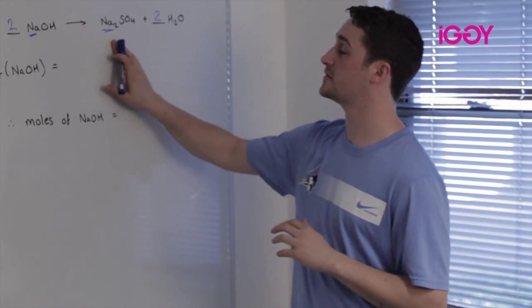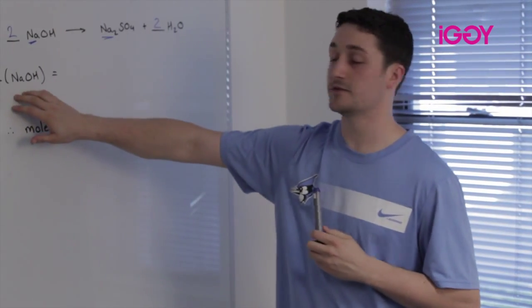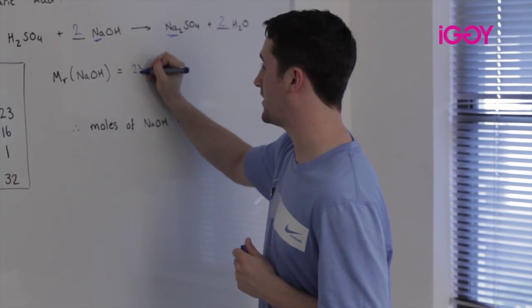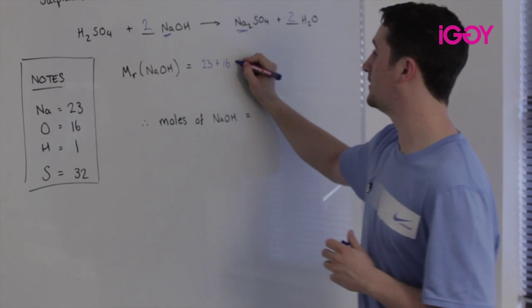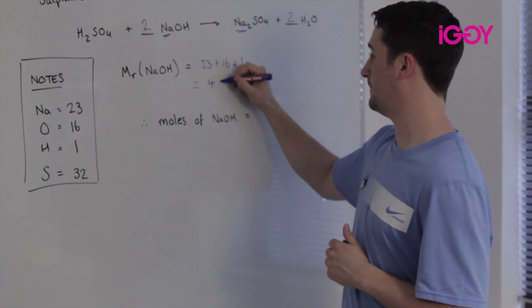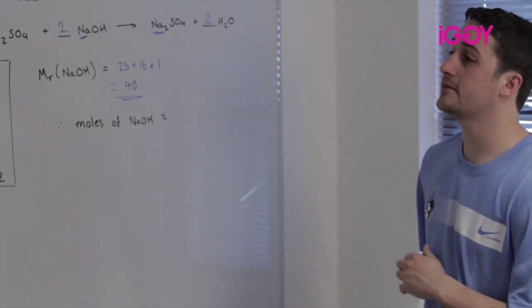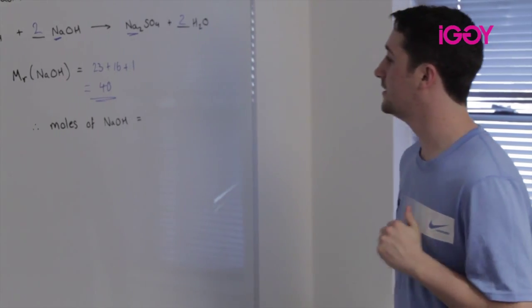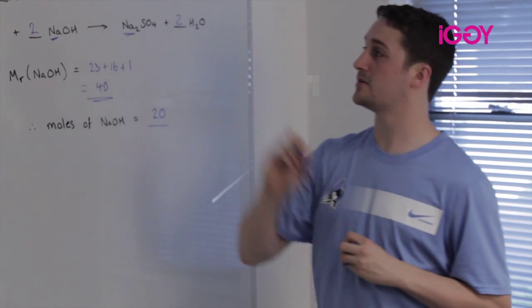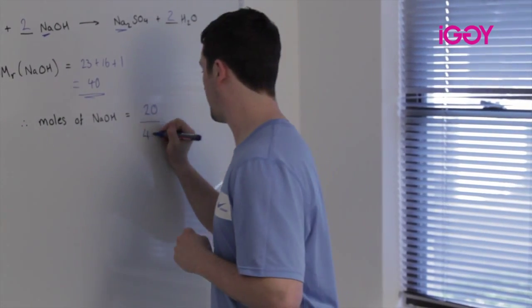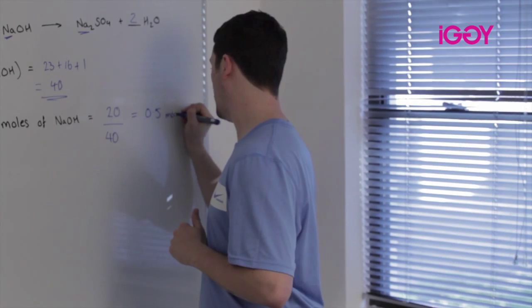We need to calculate what mass of sodium sulfate is produced when we use 20 grams of sodium hydroxide. The first port of call is to calculate the molar mass of sodium hydroxide. We can do that very easily. These numbers are provided by the mass number in your periodic table. We have 23 plus the oxygen, 16, plus the hydrogen, 1, and that gives us 40. So the Mr of NaOH, sodium hydroxide, is 40. Now we need to work out the moles. Using our equation, we know that moles is mass over molar mass. The mass is 20 grams, provided by the question, and we divide that by the molar mass, 40. So 20 divided by 40 gives you 1 over 2, or 0.5 moles.